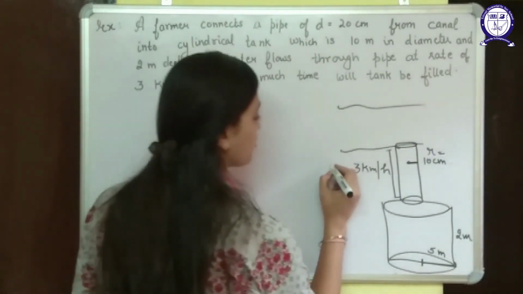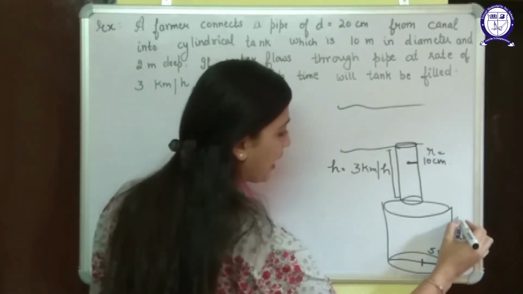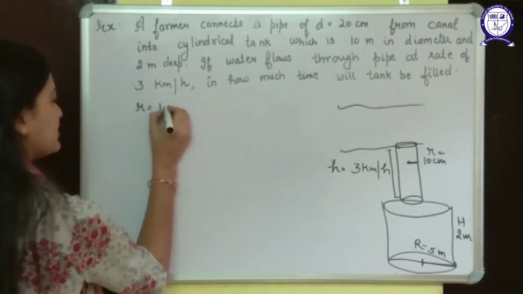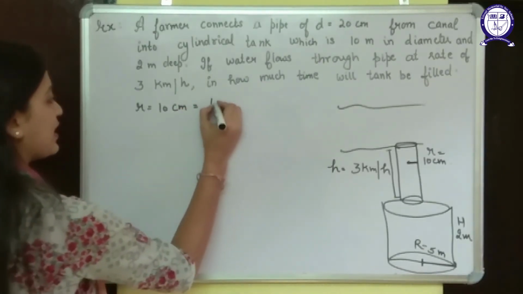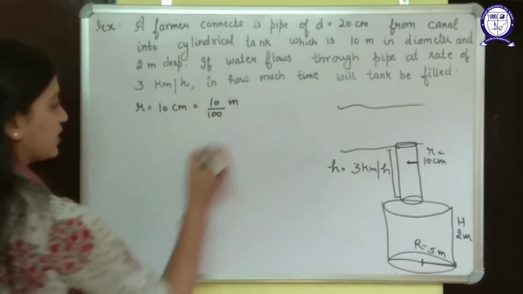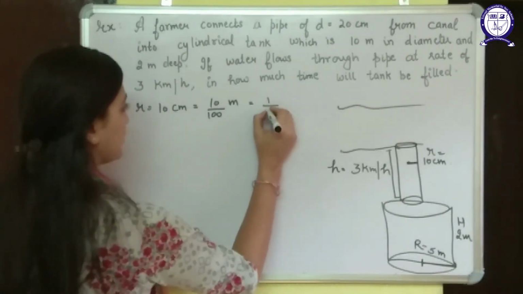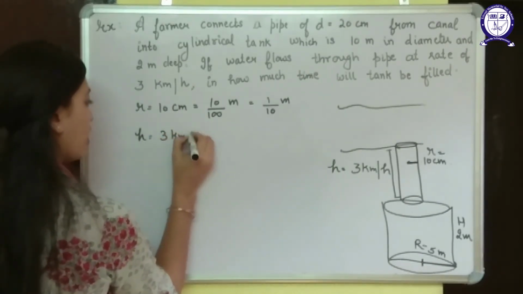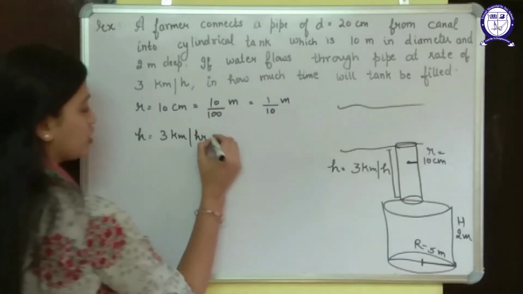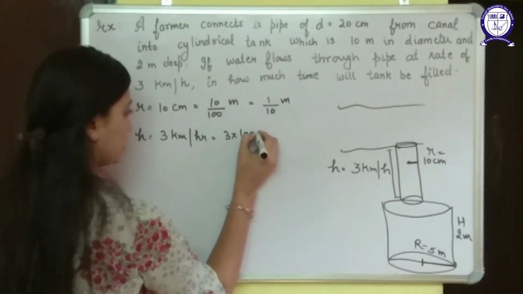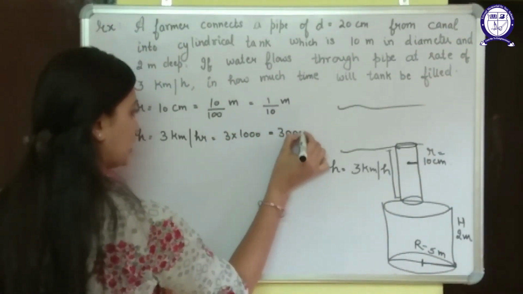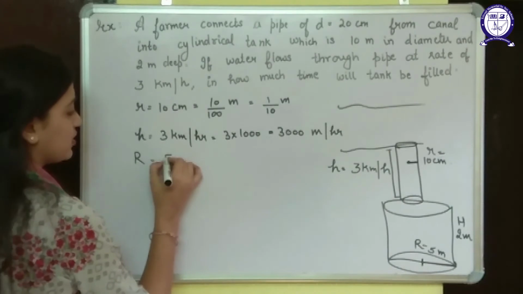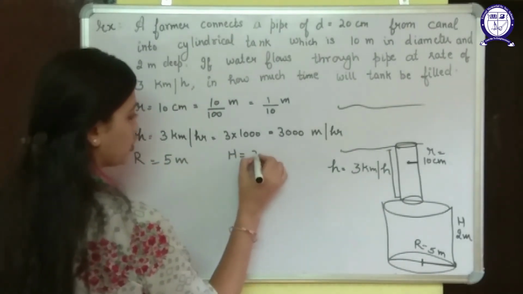This is my small r, this is small h, this is my capital H and this is my capital R. Okay. So r is 10 centimeter, which means 10 upon 100 meters. Okay, this is 1 upon 10 meters. h is 3 kilometer per hour. So this is my 3 into 1000, 3000 meter per hour. And capital R is 5 meters and capital H is 2 meters.